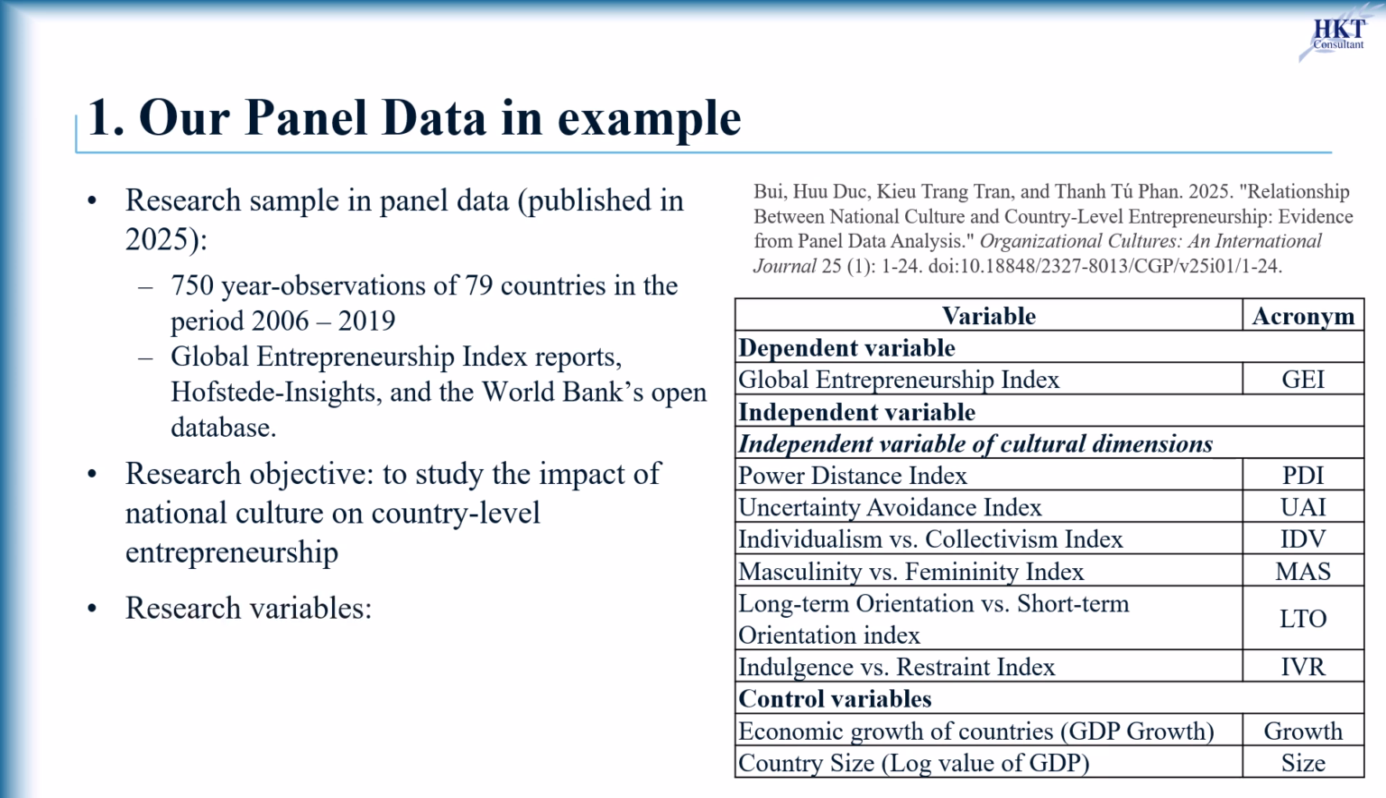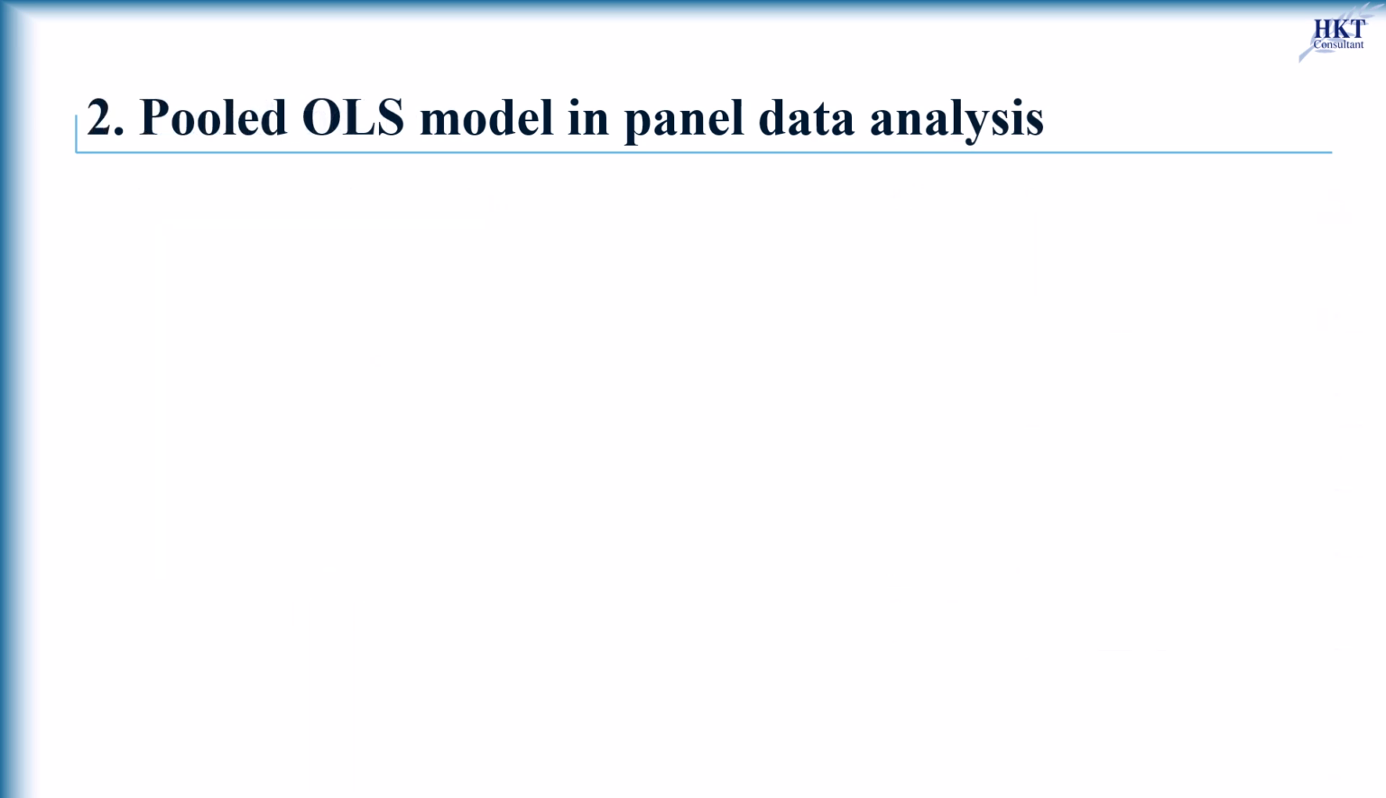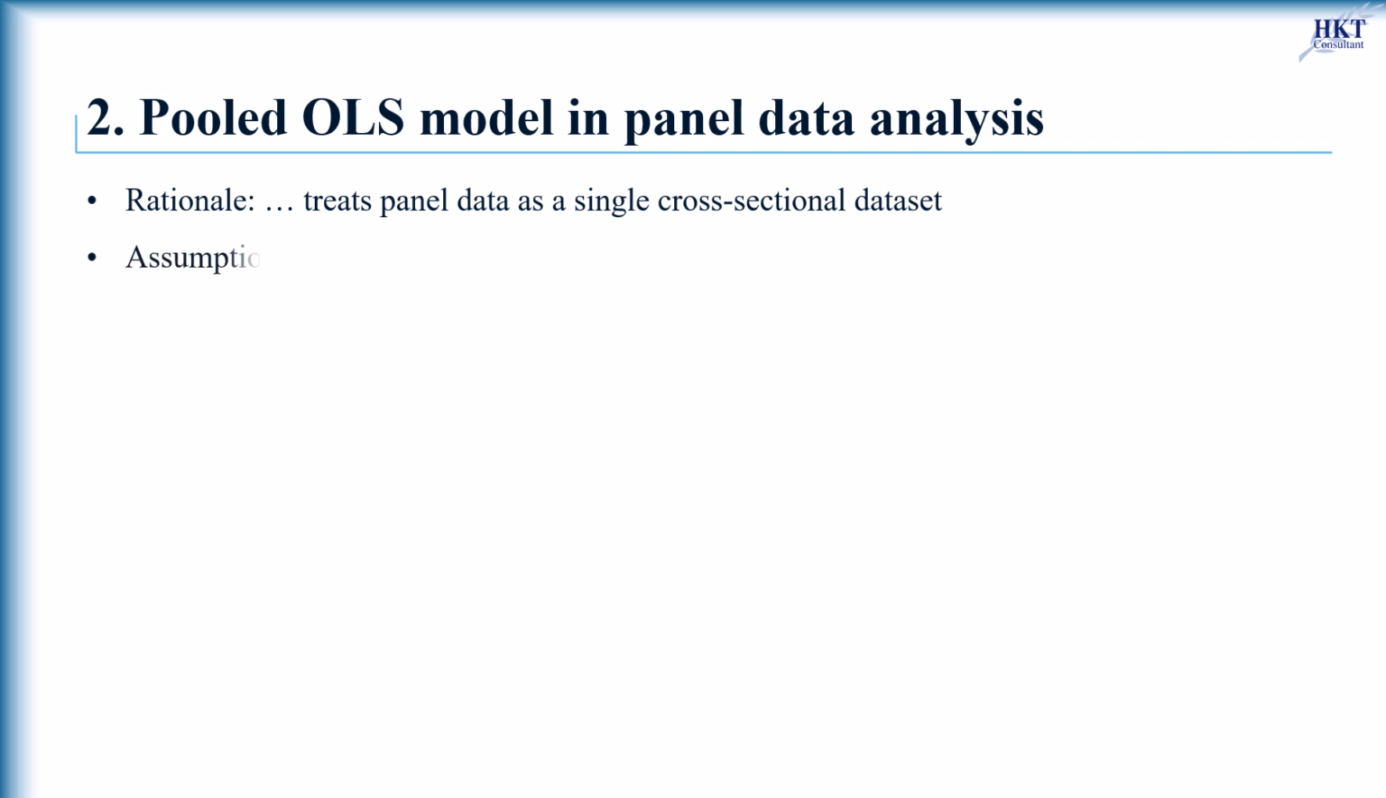The pooled OLS model is a basic yet commonly used approach in panel data analysis. It treats panel data, comprising multiple entities observed over time, as if it were a single cross-sectional dataset. To produce unbiased and consistent estimates, the pooled OLS model relies on several key assumptions.